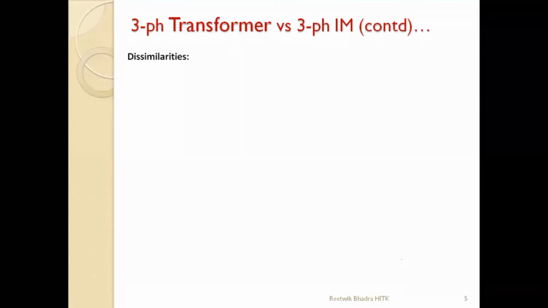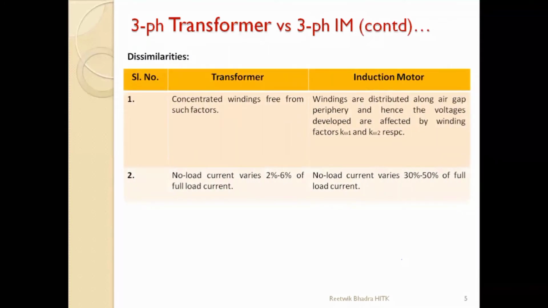Now, dissimilarities. If you look into the dissimilarities, number 2 is the practical values that have been calculated. In a transformer, the no load current obtained from your open circuit test is around 2 to 6% of your full load current, and similarly for an induction motor it is a little higher, 30 to 50% of the full load current.